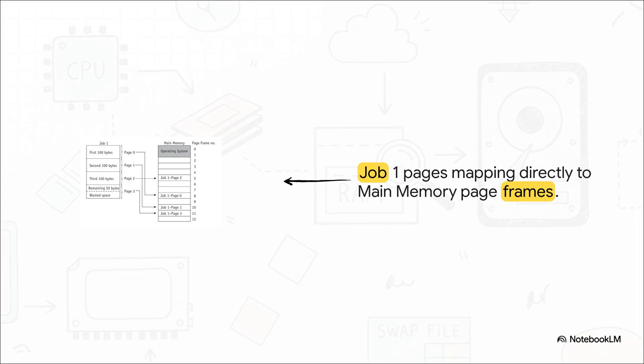To actually see this concept in action, take Job 1 as an example. Say it's a 350-byte program divided into 100-byte pages, page 0, 1, 2, and 3. When mapping to main memory, page 0 might go to frame 8, while page 1 goes to frame 10. They are completely out of order. This is huge because it means memory doesn't need to be contiguous anymore. But there's a slight catch. If you look at page 3, it only has 50 bytes of data sitting in a 100-byte page. That remaining 50 bytes? It's wasted space. We call this tiny downside internal fragmentation.